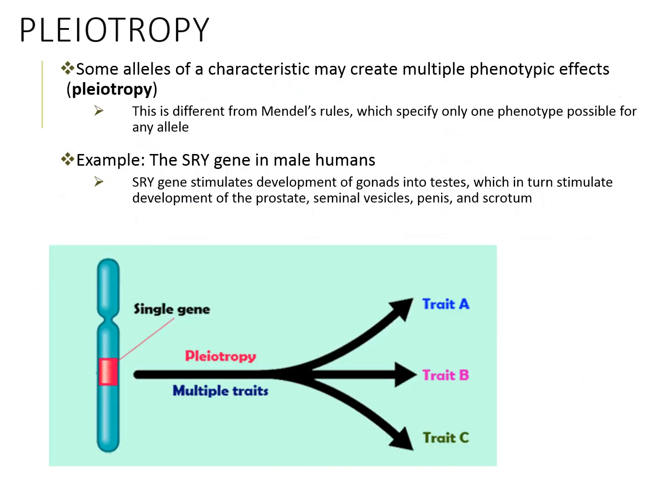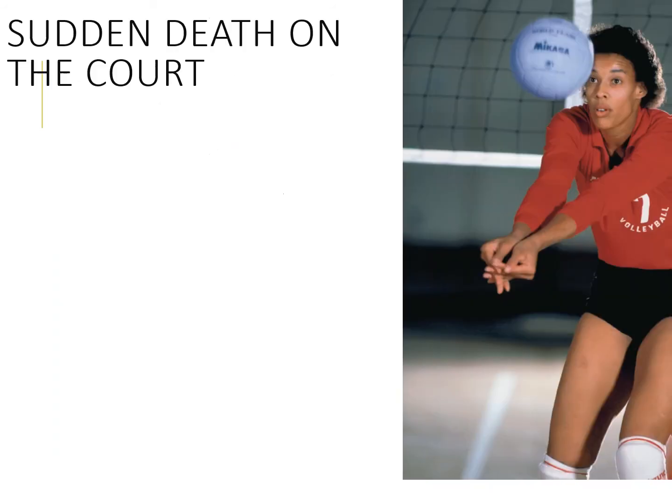Pleiotropy. Some alleles of a characteristic may create multiple phenotypic effects. That is pleiotropy. This is different from Mendel's rules, which specify only one phenotype is possible for any given allele. One example is the SRY gene in male humans, and the SRY gene stimulates development of gonads into testes, which in turn stimulate development of the prostate, seminal vesicles, penis, scrotum, basically male characteristics. And that is because in this example of pleiotropy, this one gene, the SRY gene, turns out that it regulates other genes. So it'll turn on and off a whole bunch of other genes, which lead to the development of a whole bunch of different traits.